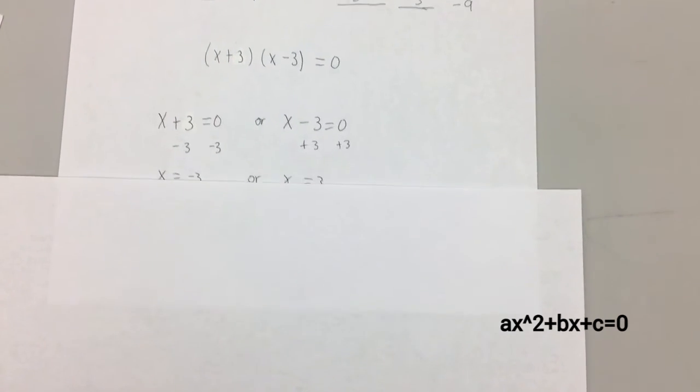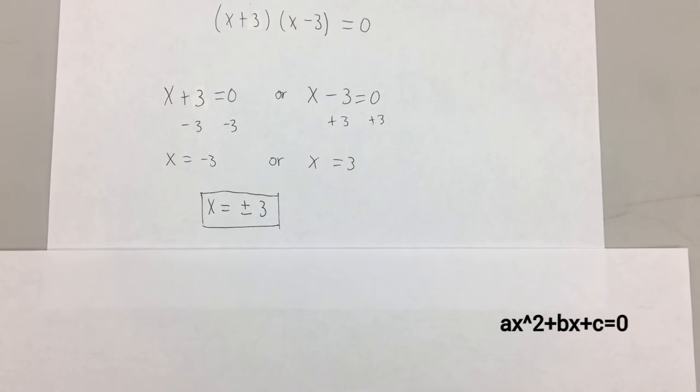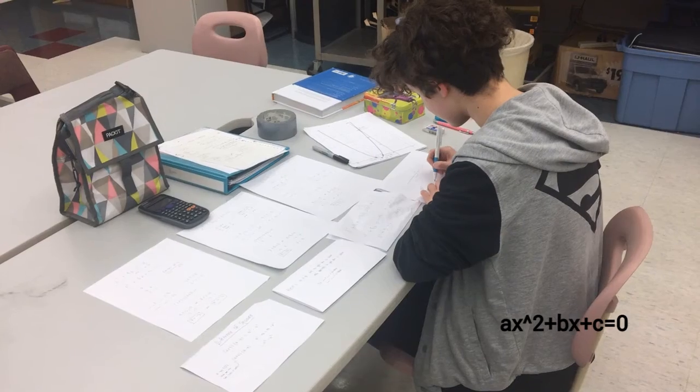And from there, we conclude that x equals plus or minus 3. It's so much easier using difference of squares than factoring by grouping.